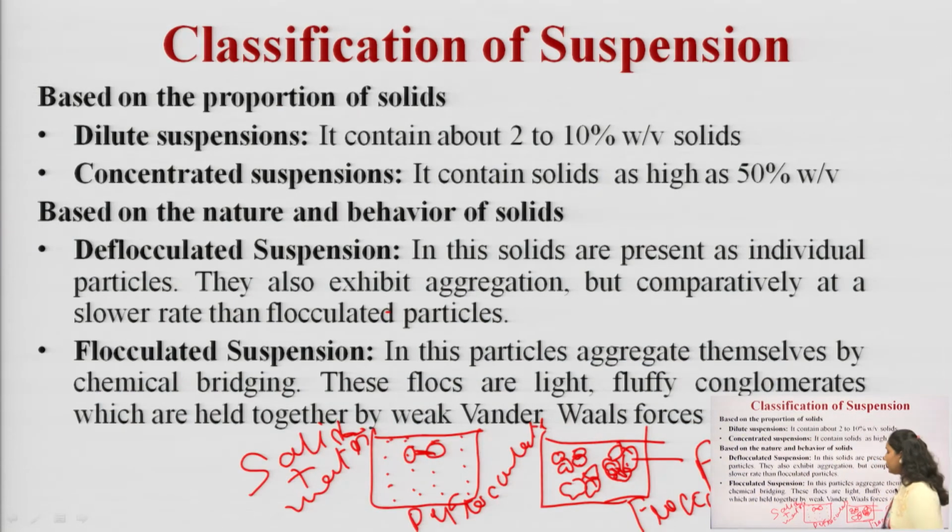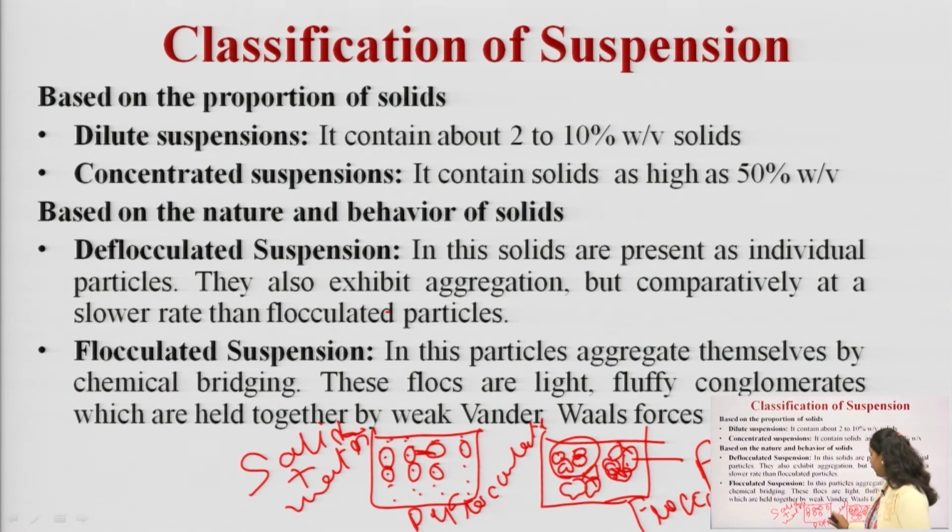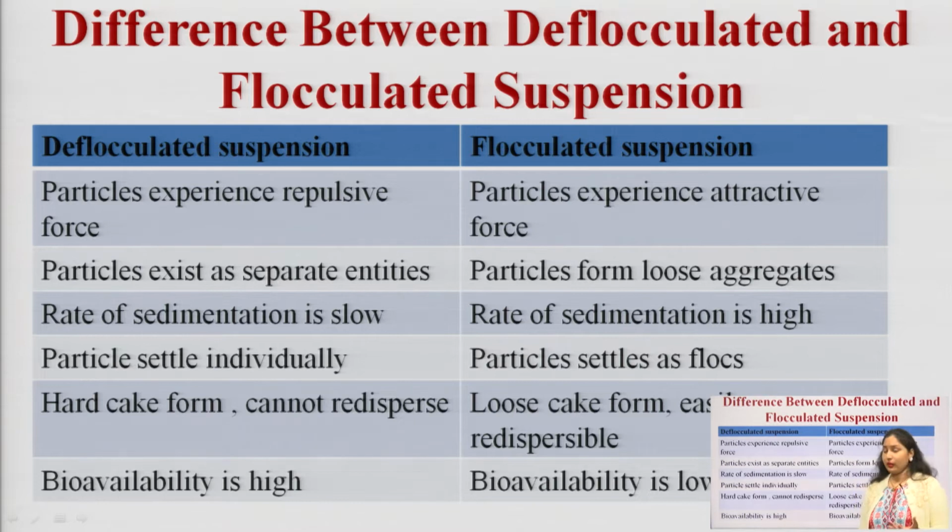In the case of deflocculated, the individual particles exist as individual entities, and in the case of flocculated suspension, the particles exist in the form of aggregates. Rate of sedimentation is low in one, and high in the other. In deflocculated suspension, the sedimentation rate is low because settling of individual particles takes place, and in flocculated suspension, the rate of sedimentation is high because the whole aggregate or the whole floc has a size more than an individual particle. So, the rate of sedimentation is high in flocculated suspension.